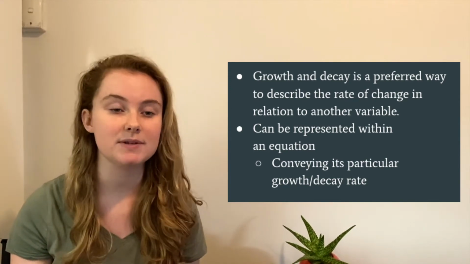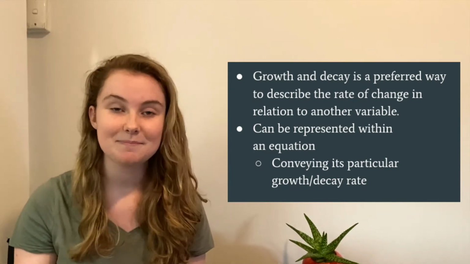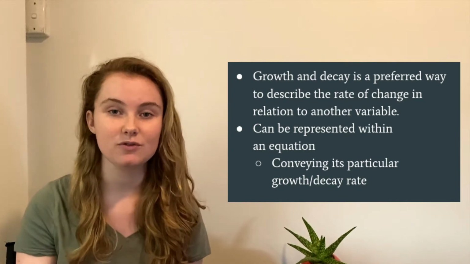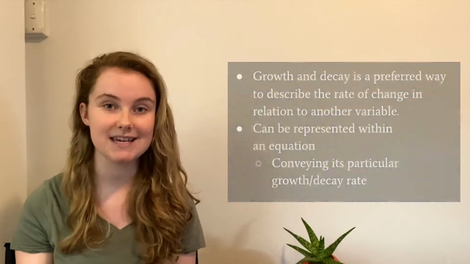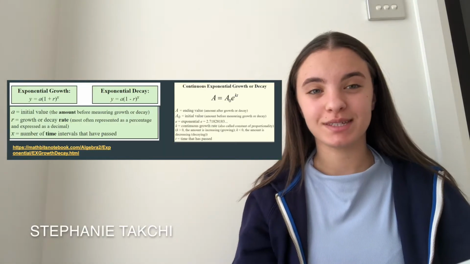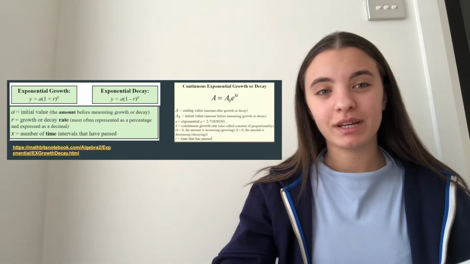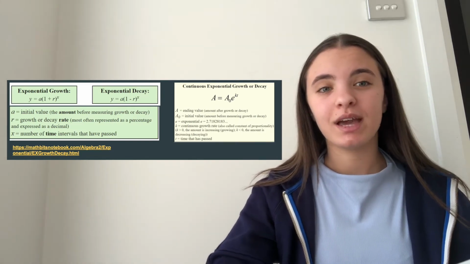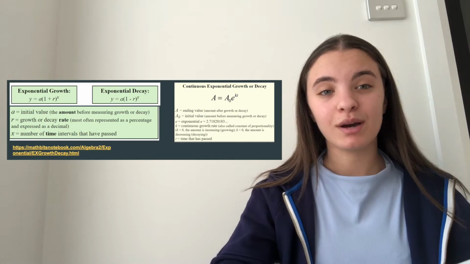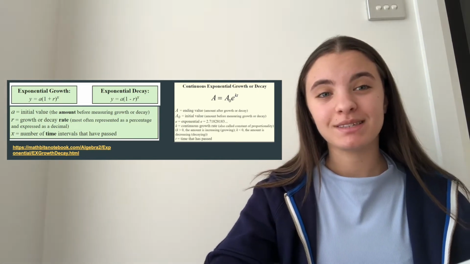Both of these can be represented with an equation based upon its respective exponential function, hence conveying its particular growth-decay rate. There are two forms of exponential growth and decay shown next to me. One is your general exponential function, and the other is a continuous exponential function. Both use an initial starting value at time 0 and a time period which has passed since the starting value.